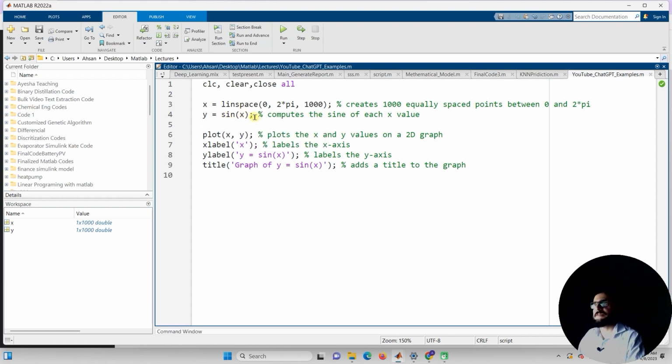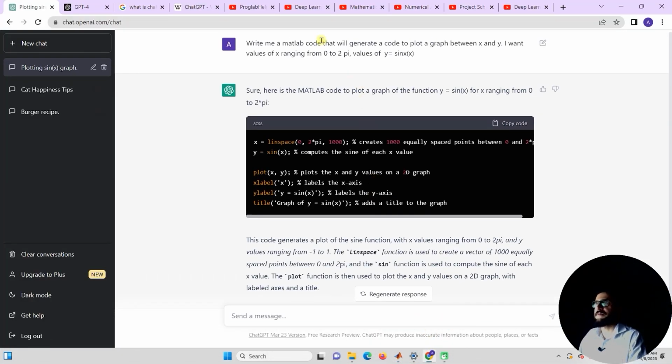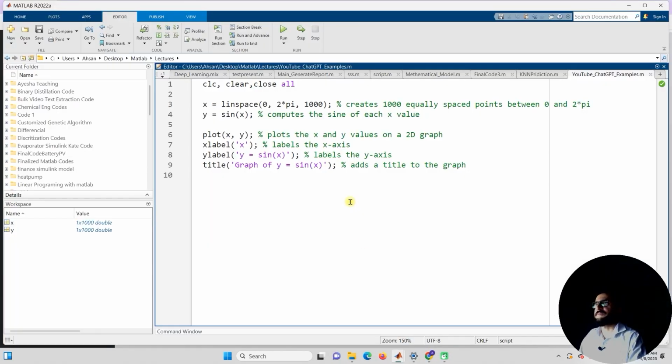Then y is equal to sine of x, defined as a function. Then we have plot, x label for the x-axis, y label for the y-axis. Then it also gives us the title of the graph. So that's amazing. Just with a single few-word prompt, we are able to generate this MATLAB code.